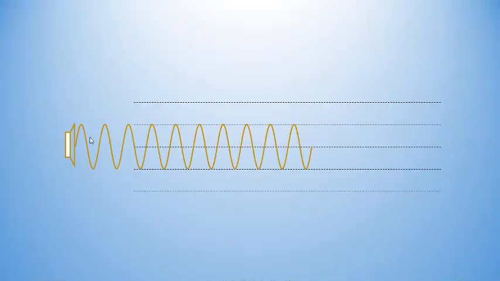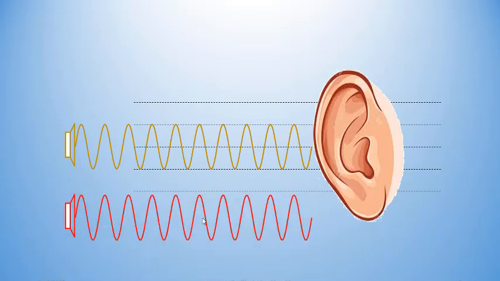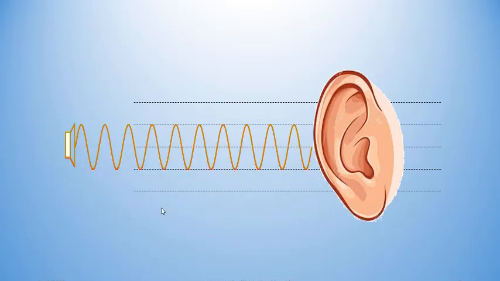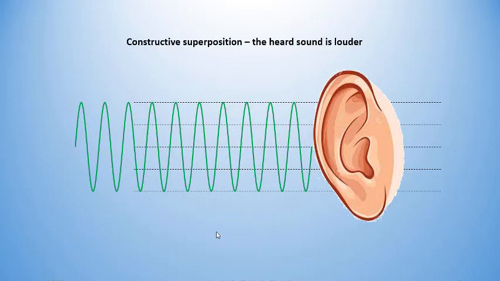Here a speaker emits a sinusoidal sound, and an ear hears this sound at a certain level. If we have a second source identical to the first and in phase with the first, what does the ear hear? A sound with double amplitude. So that's what we call constructive superposition.